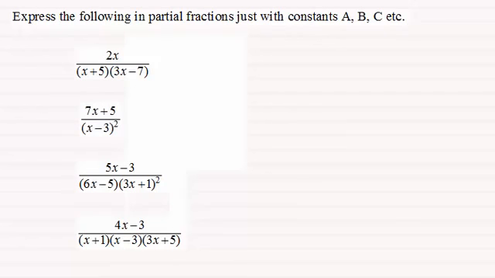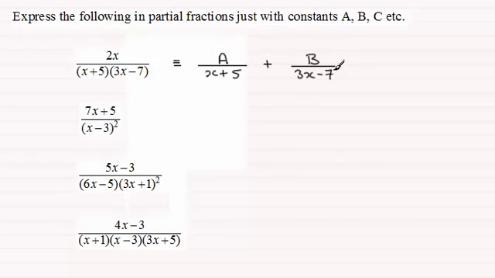Okay, welcome back then if you had a go. Now for this first one, 2x all divided by x plus 5 times 3x minus 7, what we've got here are two linear factors, and I showed you that if that was the case, then you would have a constant, let's say a, divided by the first linear factor, which is x plus 5, and then to this we would add another constant, let's say b, divided by the other linear factor, which was 3x minus 7.